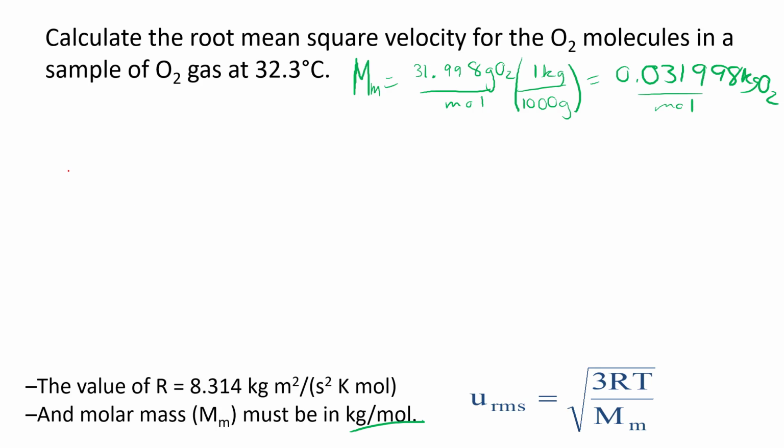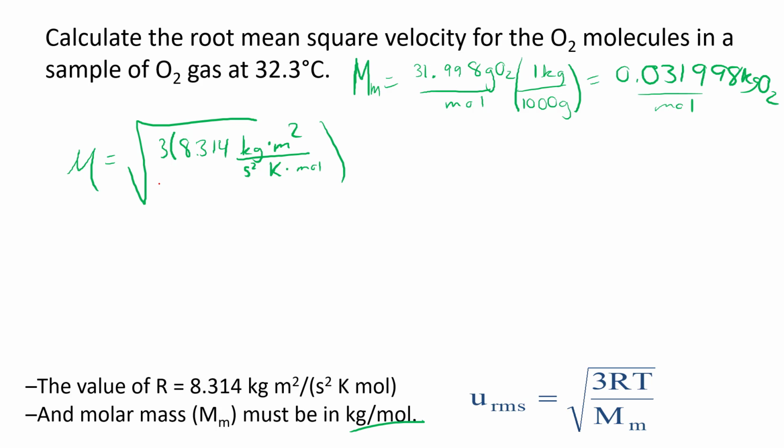All right, now we can plug all of this in. Mu equals the square root of 3 times my R, 8.314 kilograms times meters squared over seconds squared times Kelvin times mole, all over times temperature. Can't forget our temperature. Turn 32 degrees into what unit? Kelvin. So if we're going to turn that into Kelvin, it's going to be 305.45 Kelvin, with that being our last sig fig there.